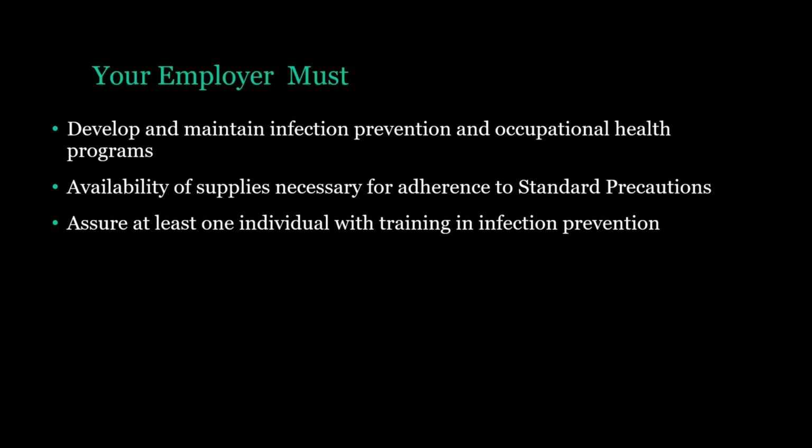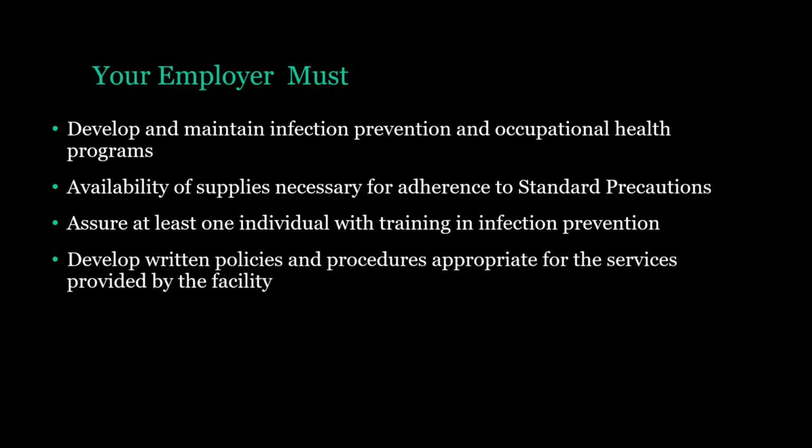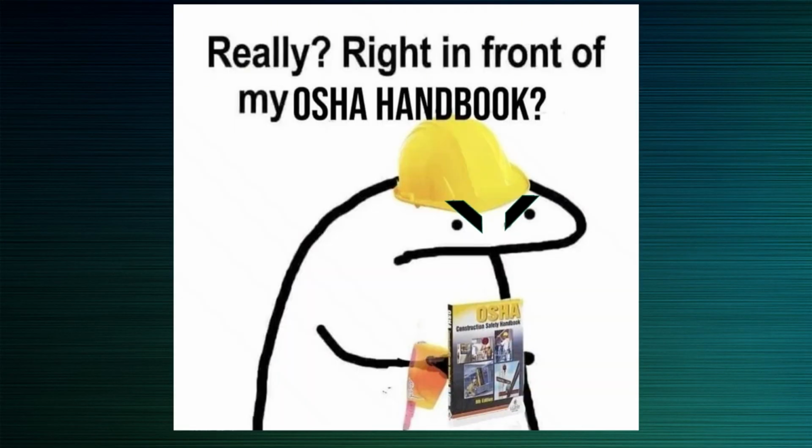One person in the facility, at least one, should have training in infection control prevention to be able to answer questions. And there needs to be documentation that all these policies and procedures are appropriate for what you're providing. So remember, every time you make an OSHA violation, this is the person that you're making it in front of. It's me going, really? Right in front of my OSHA handbook?